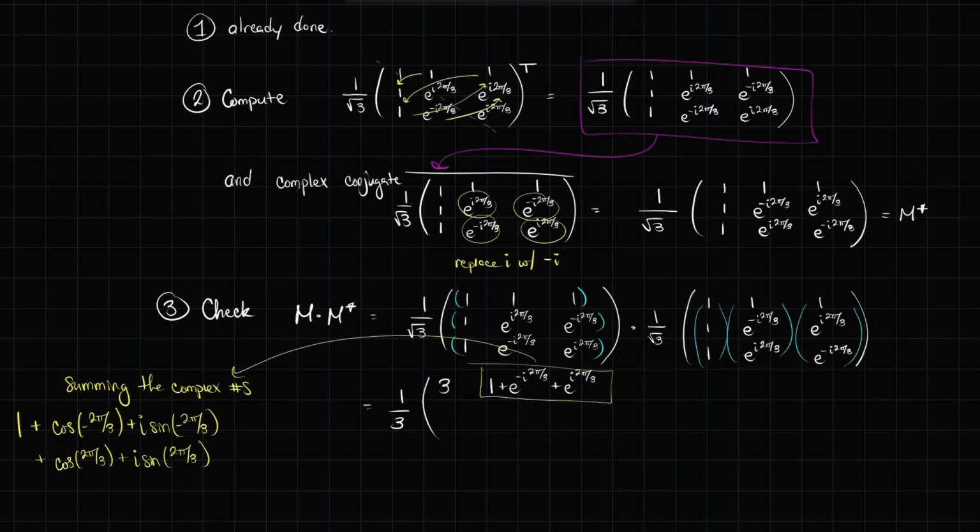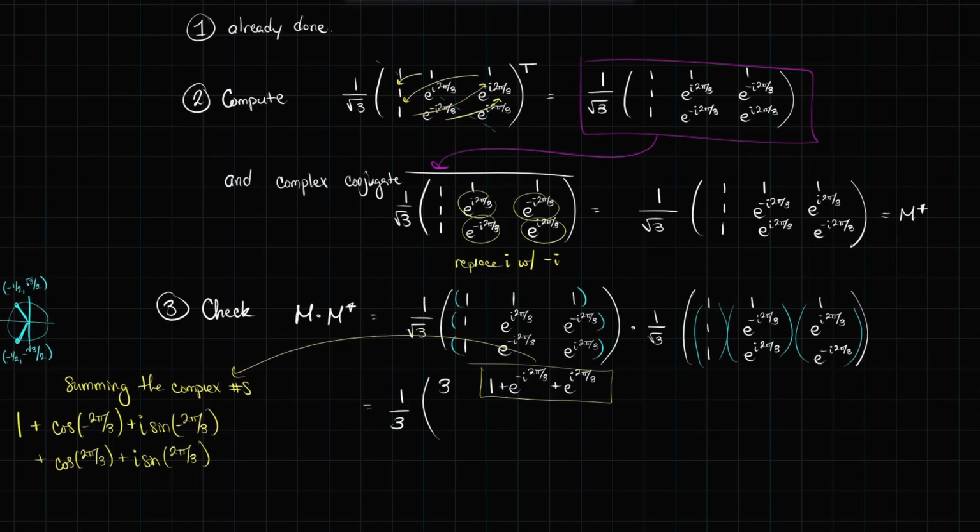Let's go ahead and think about our lovely unit circle. Where's 2 pi over 3? That's over here. The x value there is negative 1/2. The y value is root 3 over 2. So there's cosine and sine for you. Negative 2 pi over 3 is over here. The x value is negative 1/2. The y value is negative root 3 over 2.